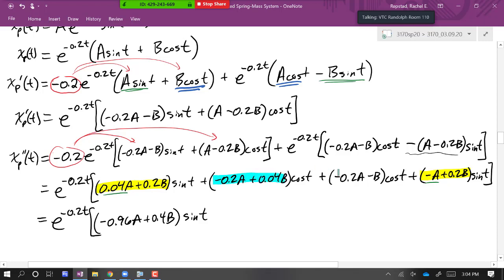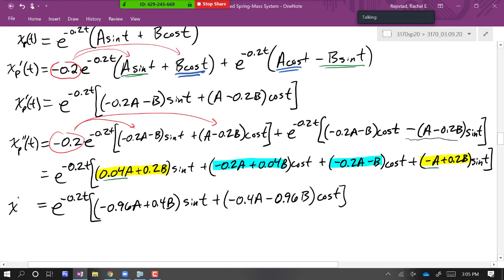And then for the cosines, how many a's? Negative 0.4a. And then 0.04b. They won't combine, because one's on sine and one's on cosine. But 0.04 minus 1 is negative 0.96b cosine t. There's our second derivative.